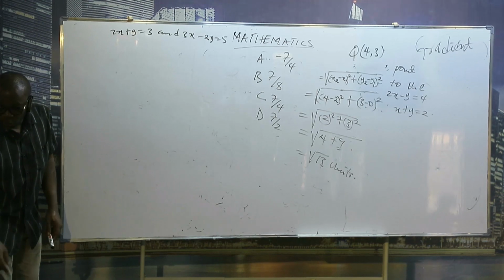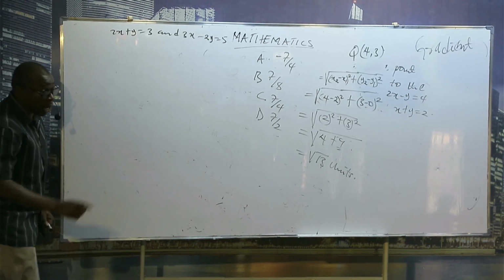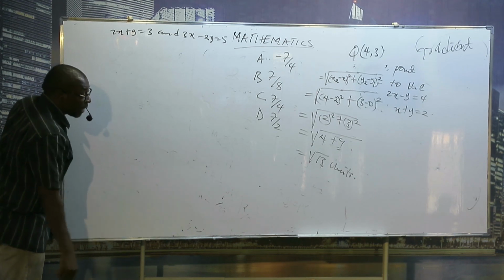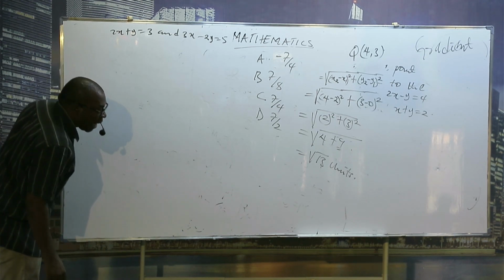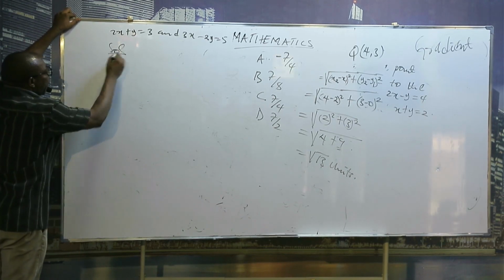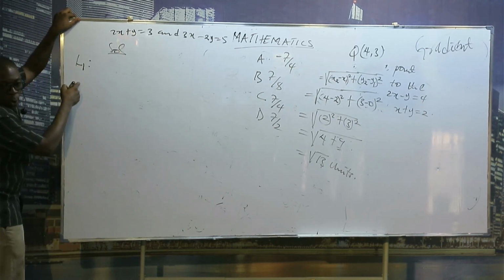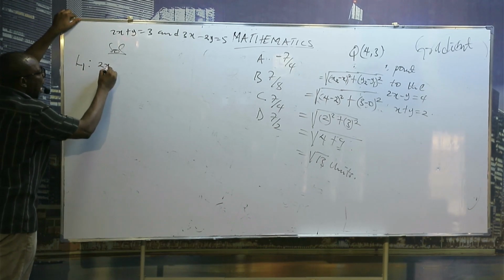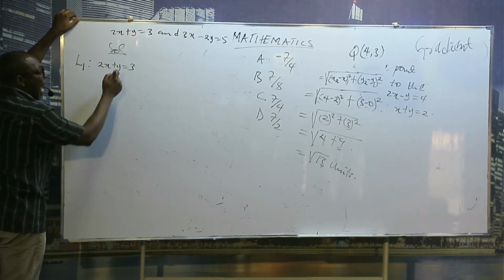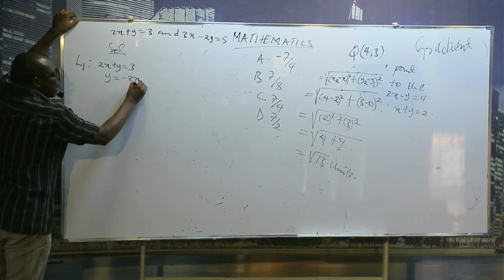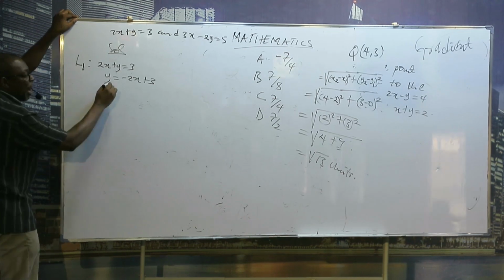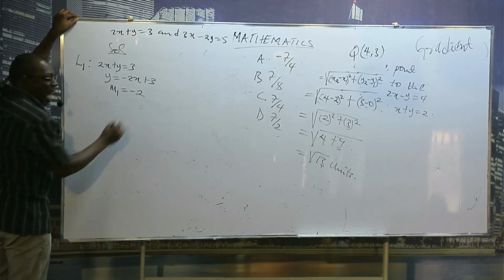Now, remember on Thursday, I gave you a formula to get the angle between two intersecting lines. Do you still remember? Take line 1, which is 2x plus y equals 3. Make y the subject of the formula. It becomes y equals minus 2x plus 3. Is it accepted? What is our gradient here?